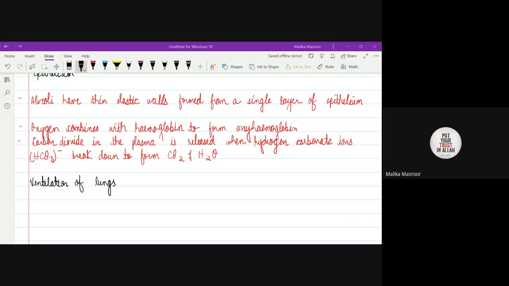So basically, the carbon dioxide diffuses from respiring tissues. It enters the red blood cells and combines with water to form carbonic acid, that is H2CO3. That detail is not important, but I will tell you now.